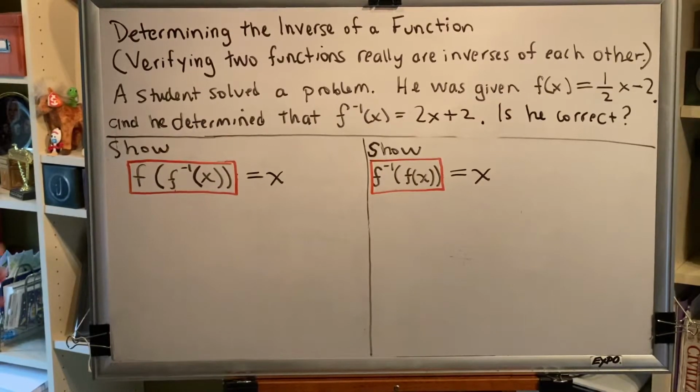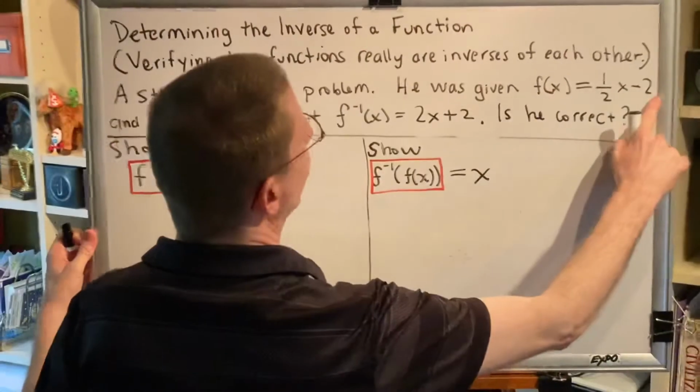A student solved a problem. He was given f of x equals 1/2 x subtract 2, and he determined that f inverse of x equals 2x plus 2. Is he correct?